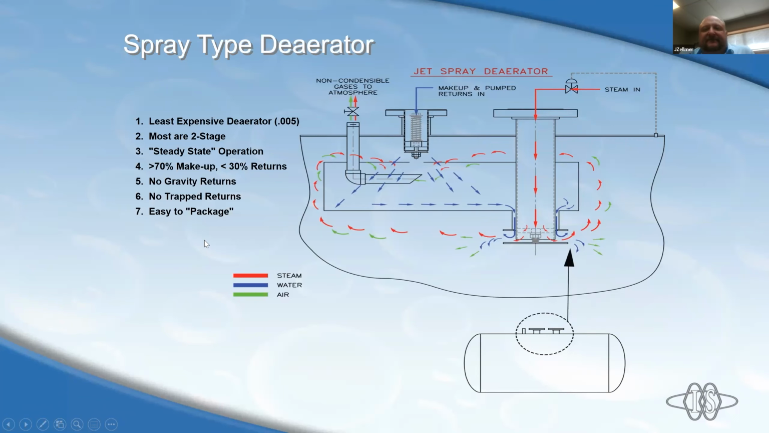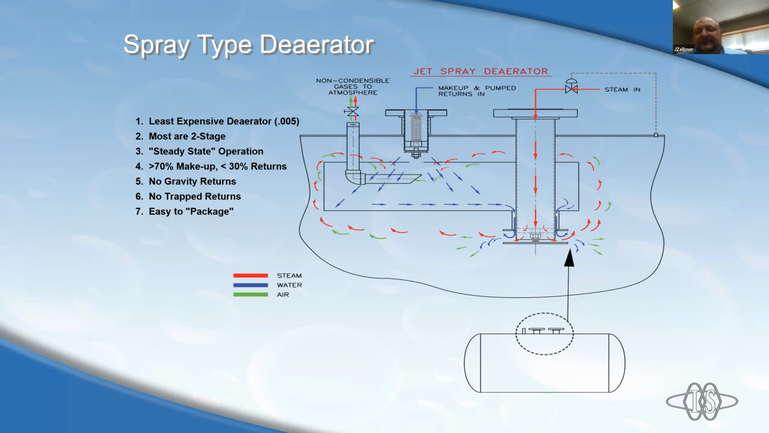The most basic type of deaerator out there is a spray type deaerator. This illustration gives an idea of how it works, with the different colors for steam, water, and air, and how it deaerates the water and goes out of the tank. Of course, it's the least expensive deaerator. There are 2 stages. This deaerator is very dependent on steady state conditions, meaning that it does not like to see a lot of temperature fluctuations coming in. No gravity returns, no trap returns, easy to package.